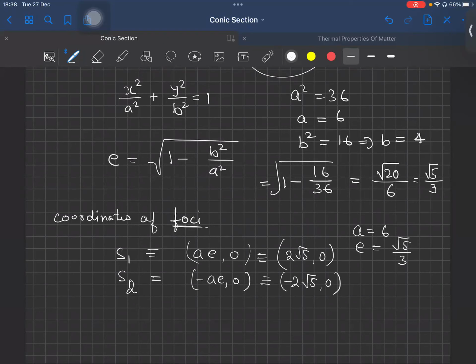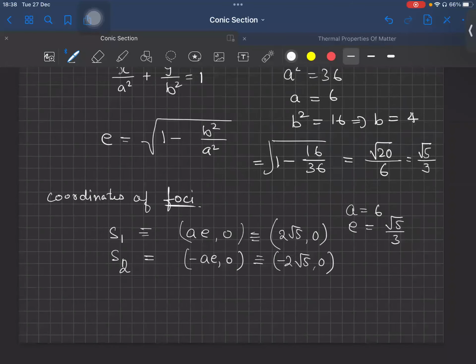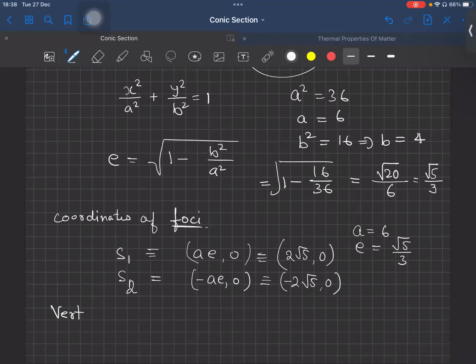Okay. What else? Coordinates of the vertices. Where is the vertex? 6 comma 0, minus 6 comma 0, sir. Right. Vertex P is A comma 0 and Q is minus A comma 0. Q or R, whatever you want, you can write. It doesn't matter. So vertex P, A is how much? 6 comma 0, and this is minus 6 comma 0. Okay, so vertices we have got.